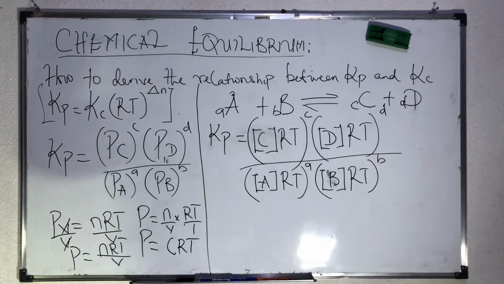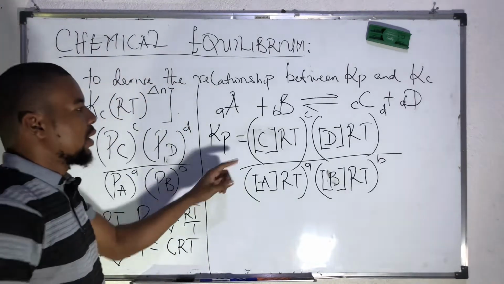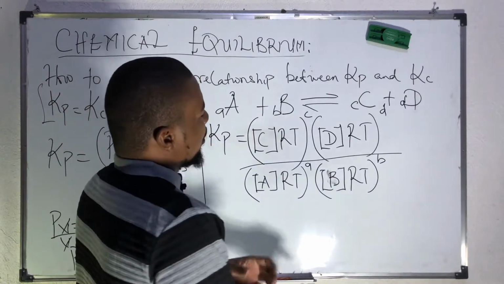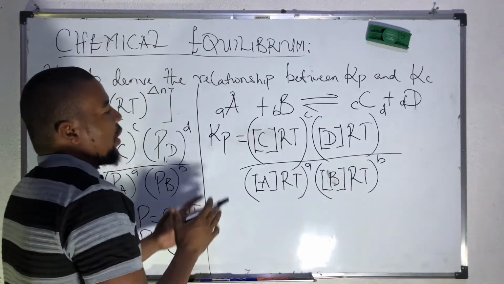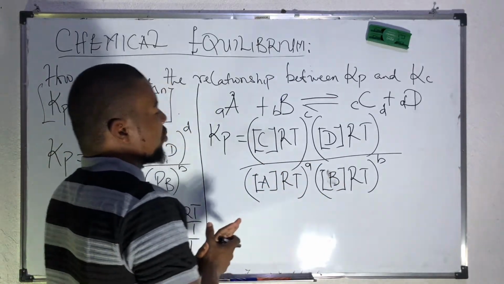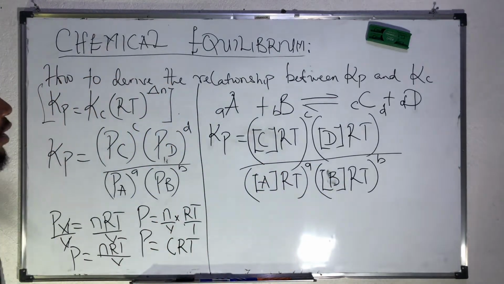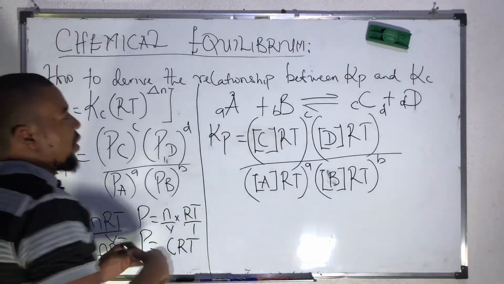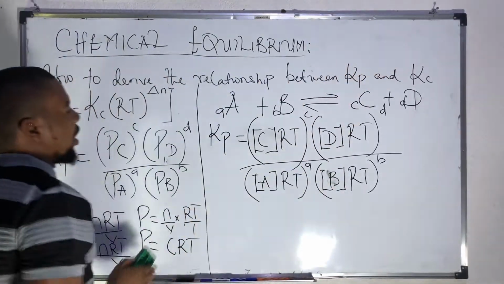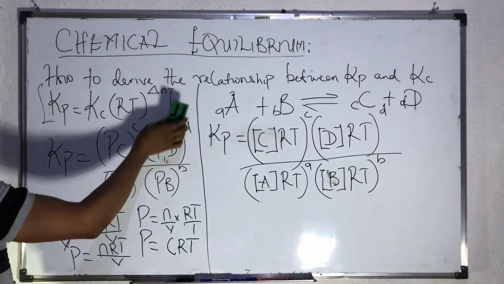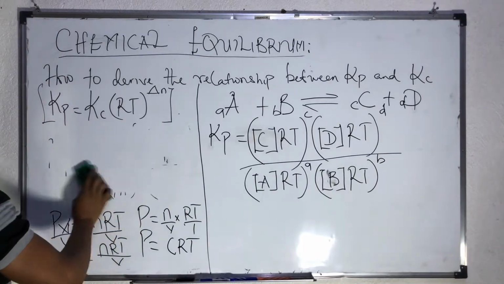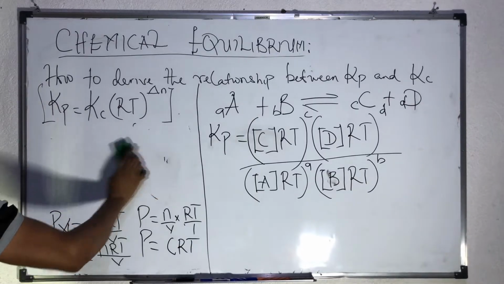At this point, we are going to separate them, right? We're going to separate them so that we can have the Kc expression on its own and we have the RTs on its own so that we can be able to simplify the expression. All right, and this is where the concept of exponents comes into play. This is where it comes into play. Let's see how we can work this out.